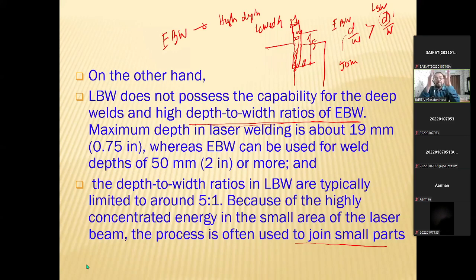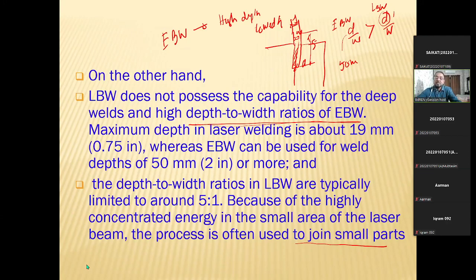Other than this, in laser welding we need not have any vacuum. In electron beam welding, it is better to have a vacuum, and we already saw there are three types of electron beam welding: full vacuum, medium vacuum, and no vacuum. But in laser beam welding, no vacuum is required. The depth of penetration is only 19 millimeter, while electron beam welding has a penetration of 50 millimeter. And the depth to width ratio in EBW is higher than in laser beam welding.